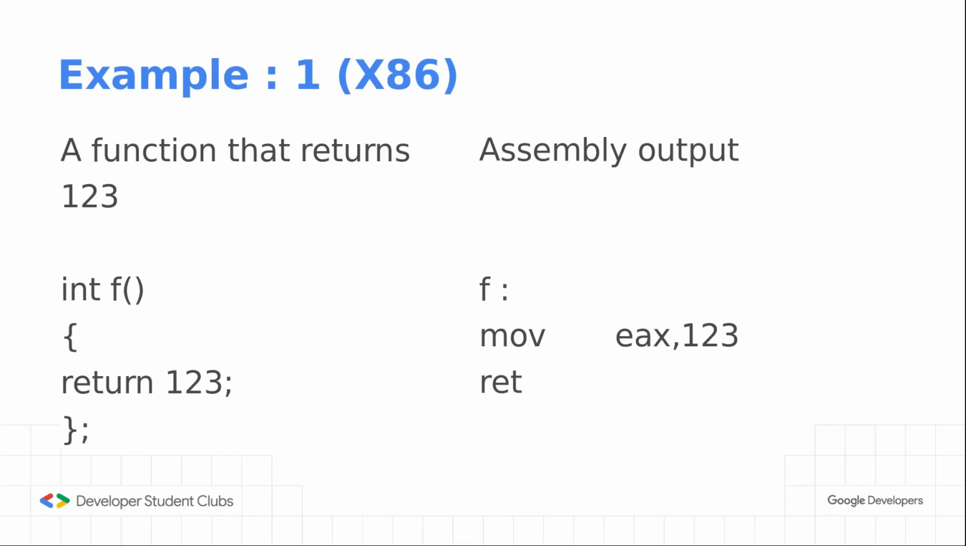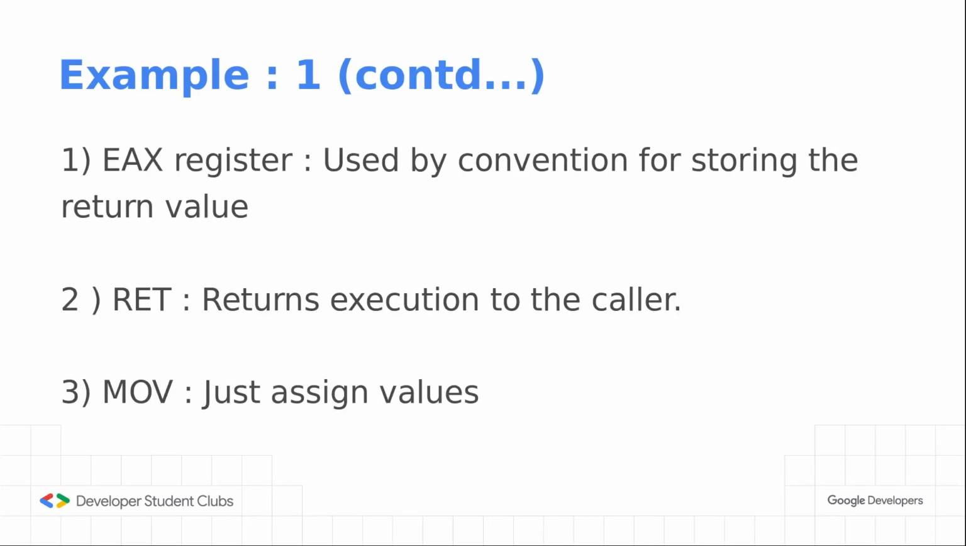The assembly output, f with a colon indicating that this is the name of the function. Down you have mov EAX, 123 and ret. What do they mean? EAX register is particularly used for storing the return value. Is it only used for that? Definitely not. It has many uses, which we will be looking at in the upcoming sessions. The ret is a keyword to return execution to the caller, and mov, you might have guessed it, does the assigning job, which is EAX equal to 123. Very easy, right?